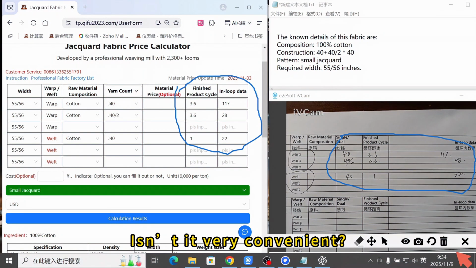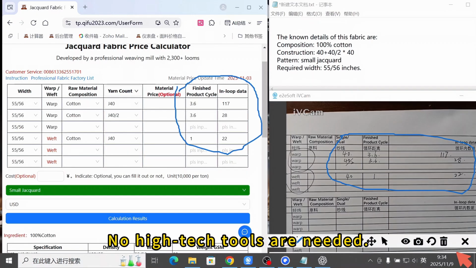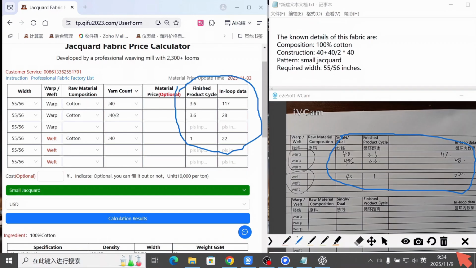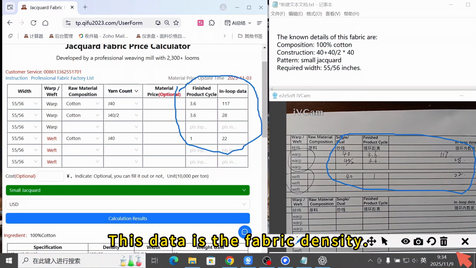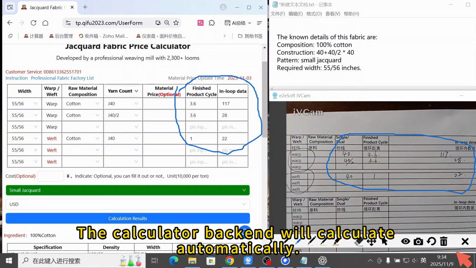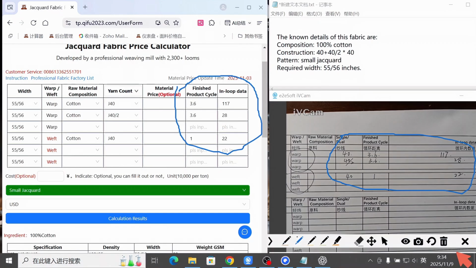Isn't it very convenient? No high-tech tools are needed. You can get the data just with your eyes. This data is the fabric density. The calculator backend will calculate automatically.